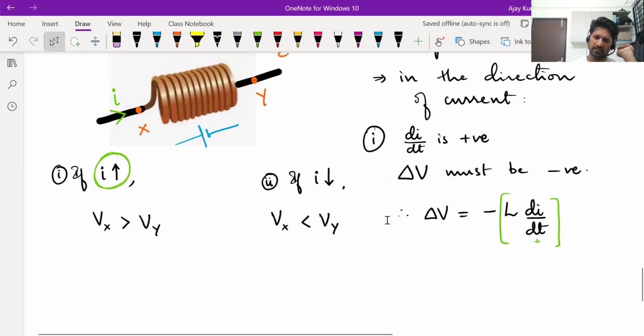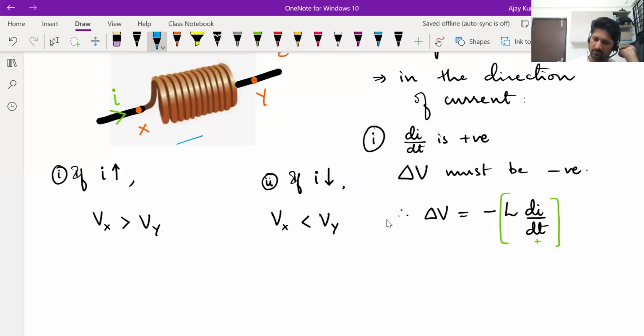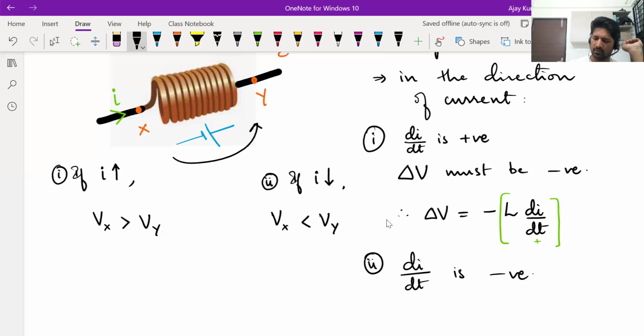Suppose current is decreasing. If current is decreasing, we know that induced EMF will support the current. So in the second case, current is decreasing, which means di by dt is negative. But when you go from X to Y, you are going from lower potential to higher potential, so this time the change in potential must be positive.